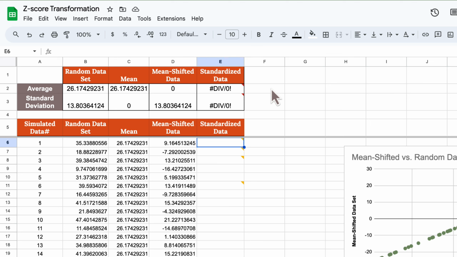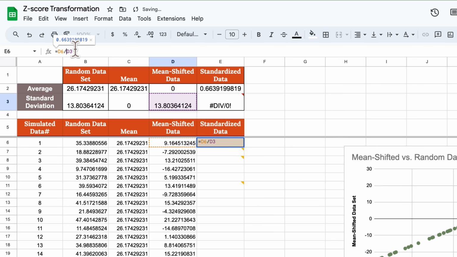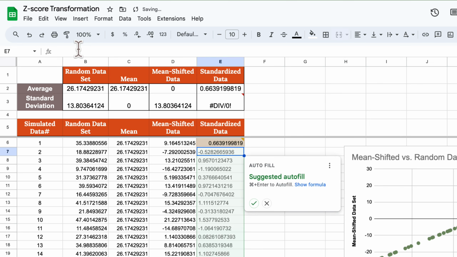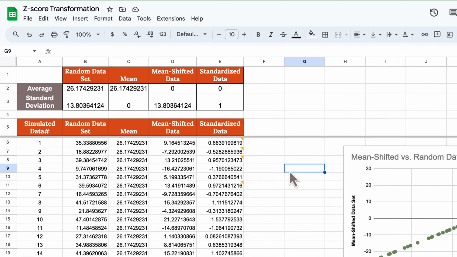All right, let's do that. We're going to head on over here, say equals D6 divided by, and we'll just go with this standard deviation. It's all one and the same, D3, and I want to lock in that value, so D3. As such, Google Sheets says, do you want me to fill all the way down? We are now looking at a column of z-scores.